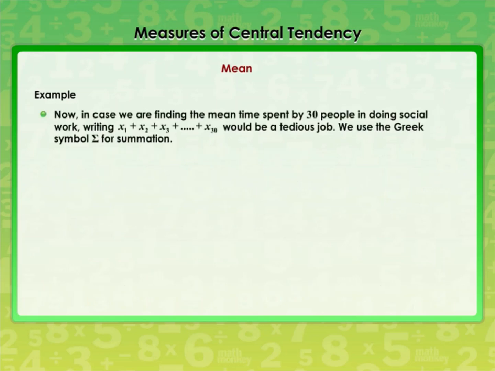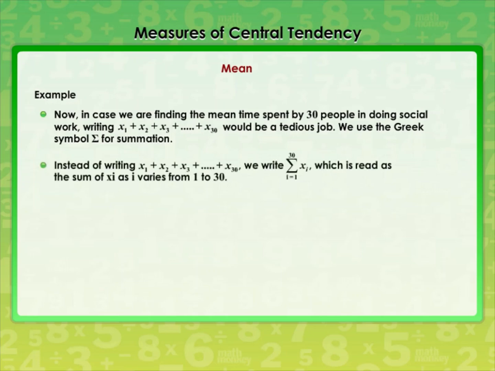Now, in case we are finding the mean time spent by 30 people in doing social work, writing x1 plus x2 plus x3 up to x30 would be a tedious job. We use the Greek symbol sigma for summation. Instead of writing x1 plus x2 plus x3 up to x30, we write sigma i equals 1 to 30 xi, which is read as the sum of xi as i varies from 1 to 30.